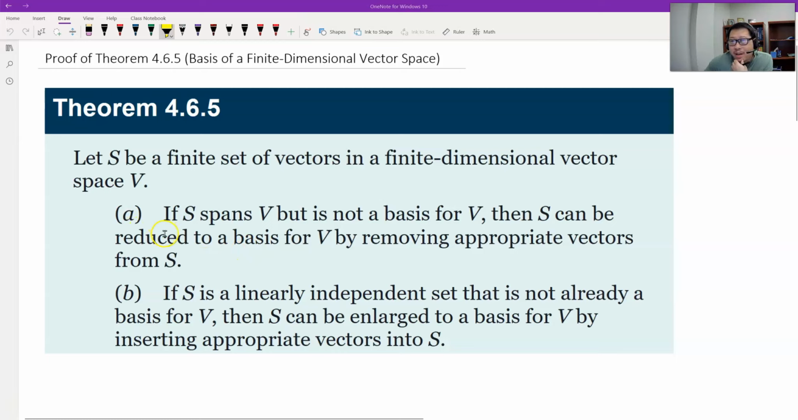We can find A simply by the minus theorem we learned. For B, if S is linearly independent but is not yet a basis, then we can grow S into a basis. We can get the result simply by the plus theorem. Okay, so let's see.